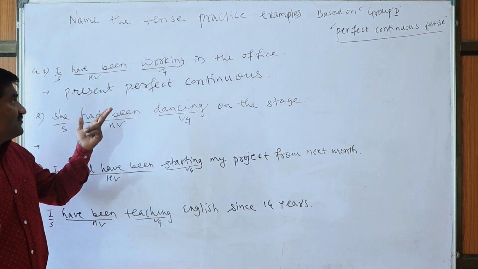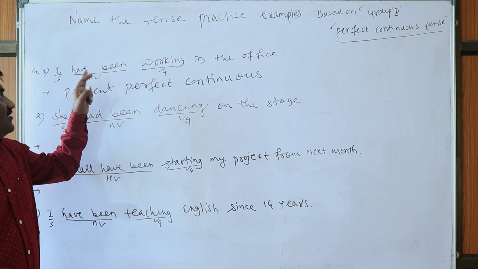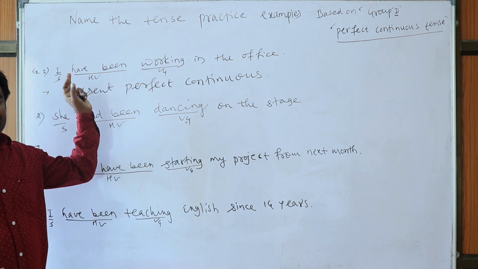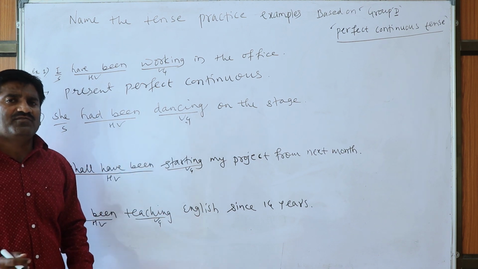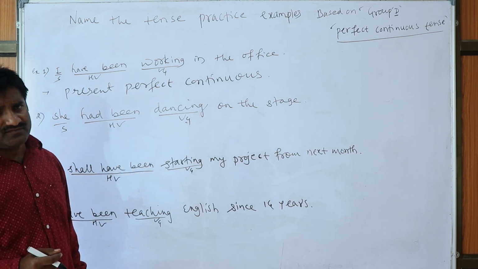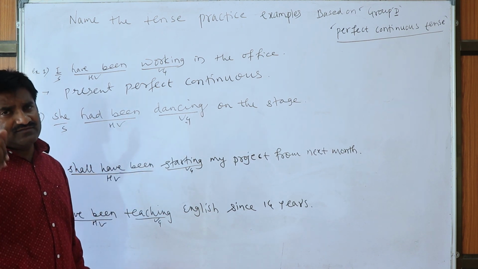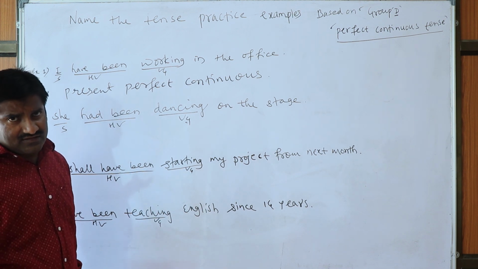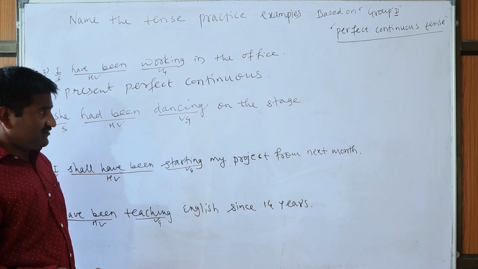And why have we called this present perfect continuous? Because have been plus verb-ing, or has been plus verb-ing, is the formula of present perfect continuous. Therefore, if you watch my channel continuously, definitely you will get more practice.